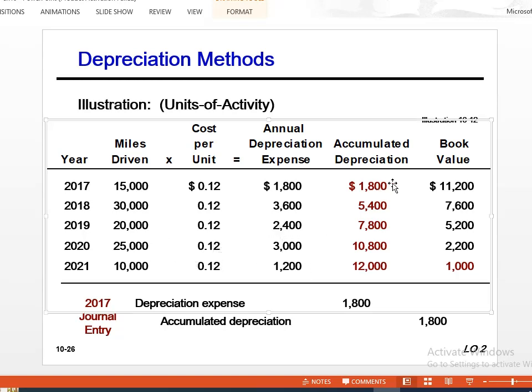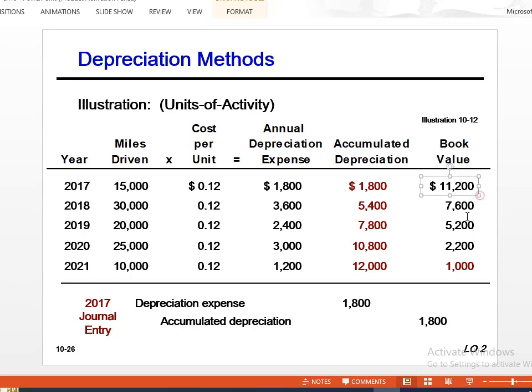Accumulated depreciation has the same philosophy. It's a basket. Every year you put the depreciation in this basket. Book value is also the same, cost minus accumulated depreciation. Every year you can calculate the book value. How to record the journal entry? No change. Depreciation expense debit, accumulated depreciation credit. Whatever the depreciation is every year, you will be recording it in this.